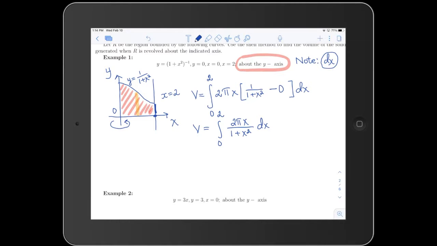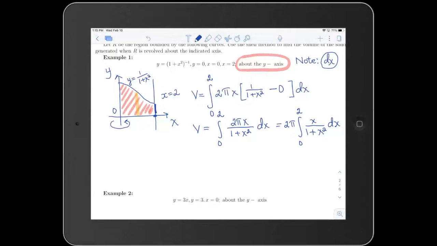How would you guys integrate this function? Let me pull out 2 pi. Anyone have an idea? Would that be the inverse tangent? It kind of looks like it, but not quite. It would have been okay if there wasn't that x in there, right? Inverse tangent is just 1 over 1 plus stuff squared. But that x makes it not suitable, right?